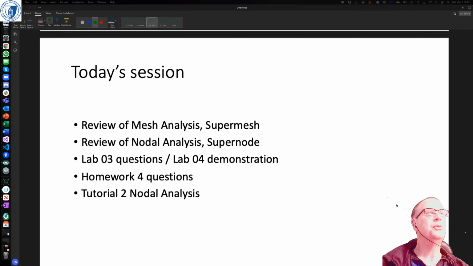The problem is when there are two mesh currents flowing through a current source, then we've got a problem, because we can't write down a KVL equation, which is what mesh analysis depends on. We don't know what the voltage drop across a current source is until we've finished the analysis.